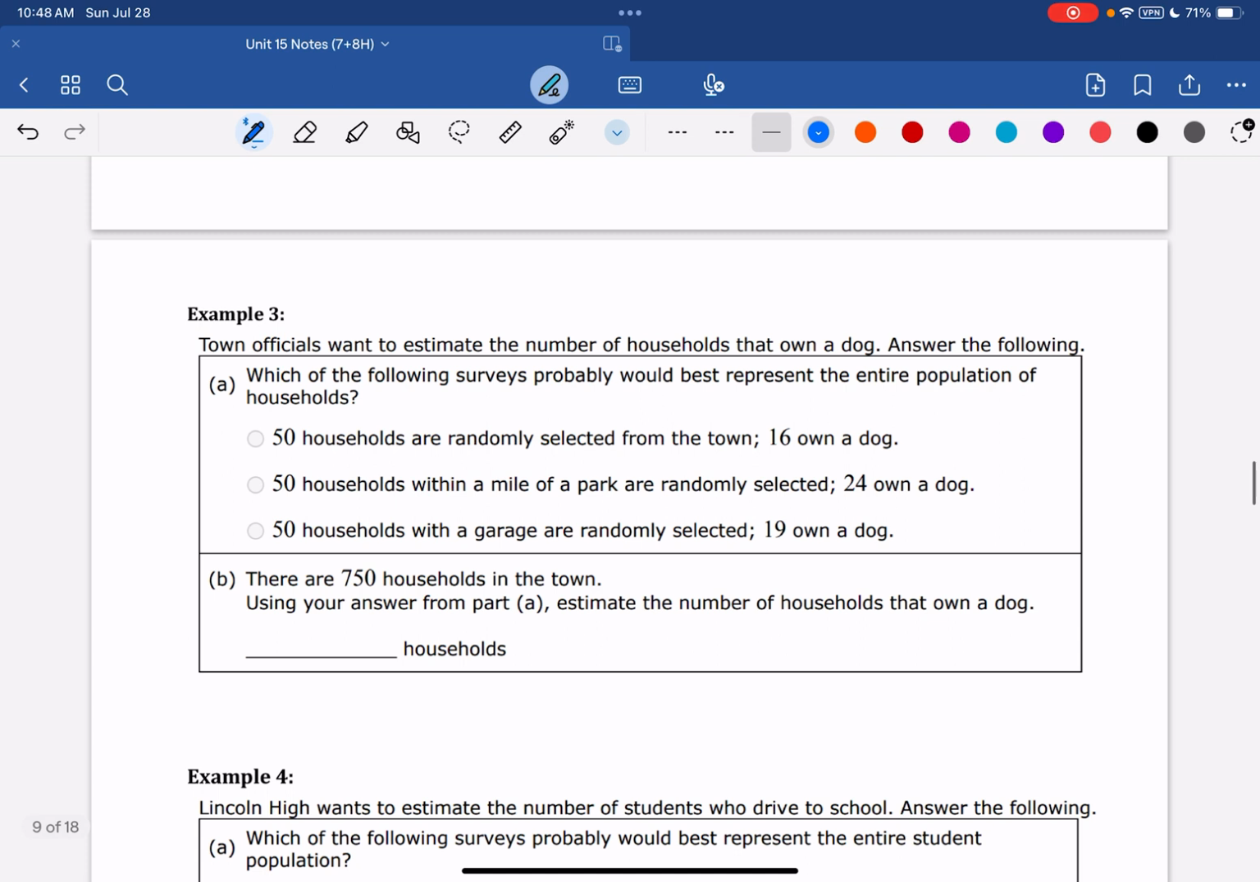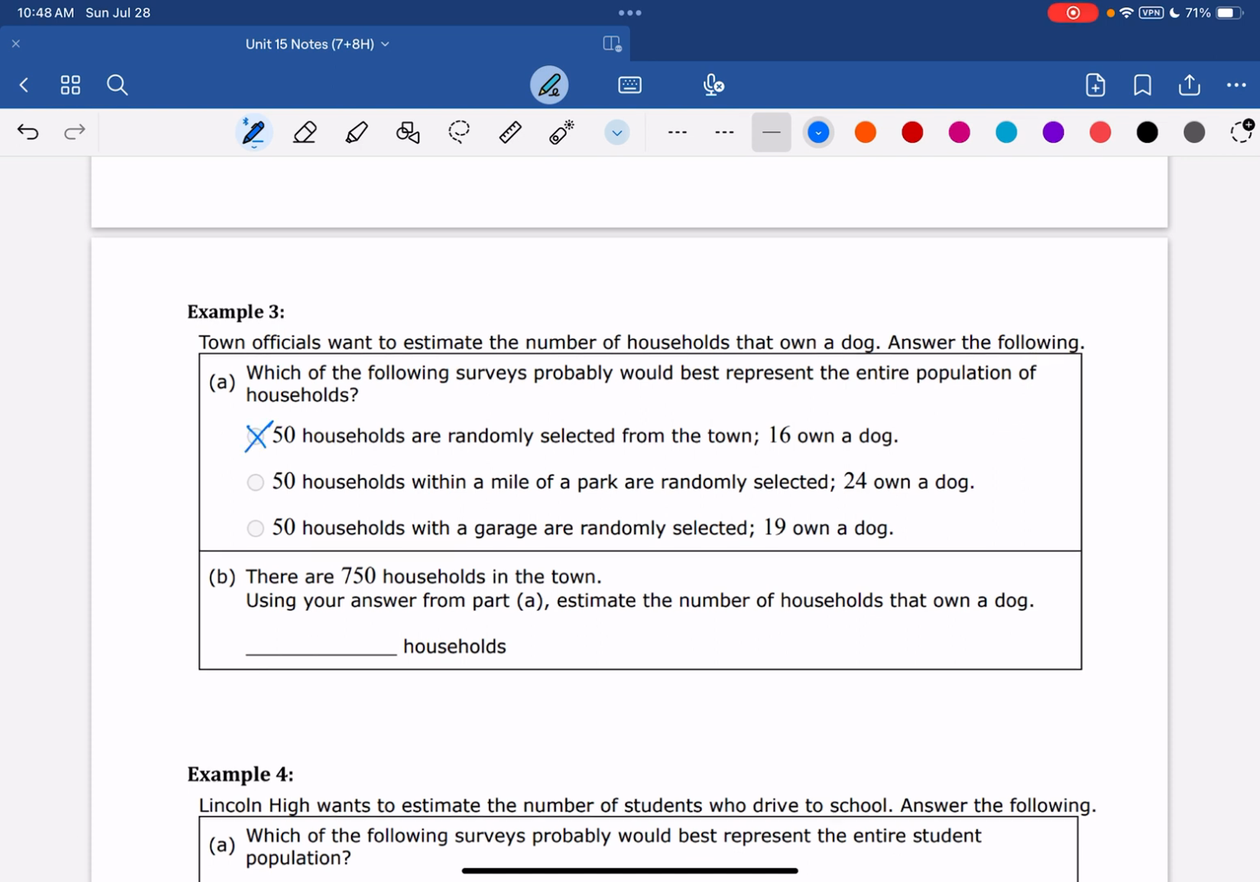Okay. Town officials want to estimate the number of households that own a dog. Answer the following questions. Which of the following surveys probably would best represent the entire population of households? 50 households are randomly selected from the town, 16 own dogs. 50 households within a mile of the park are randomly selected, 24 own a dog, or 50 households with a garage are randomly selected. Just randomly selected from the town would be best to represent the town.